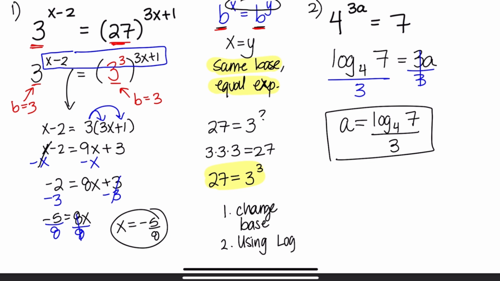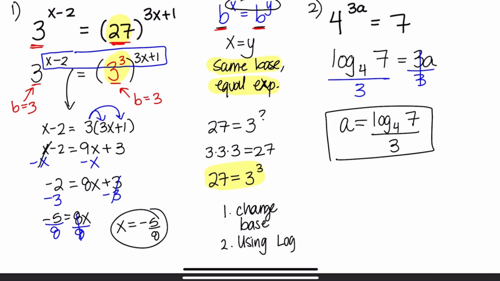Number 1 required us to change bases from 27 to 3 cubed in order to use this property of equality of exponential functions. If I have the same base, all I have to do is bring down the exponents and solve for my variable. Whereas the second case was us looking at how to use logarithm in order to solve and find the variable in the exponent.